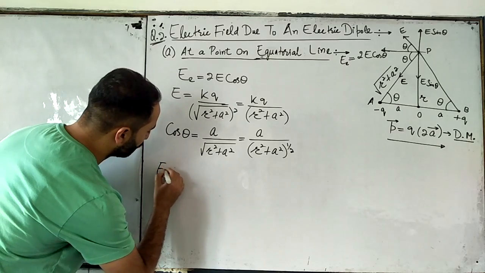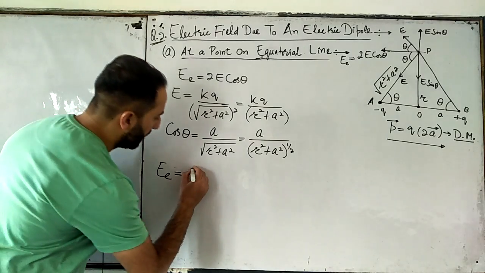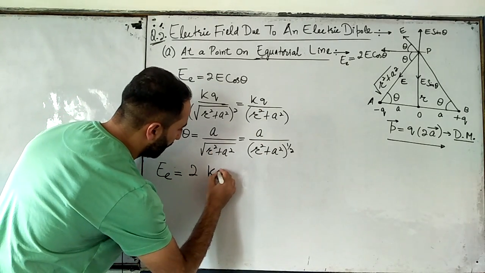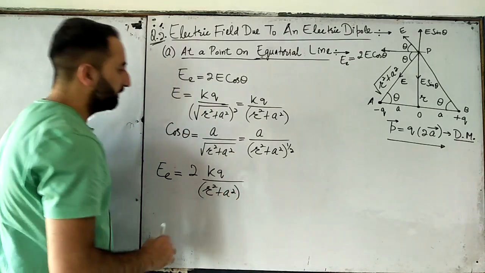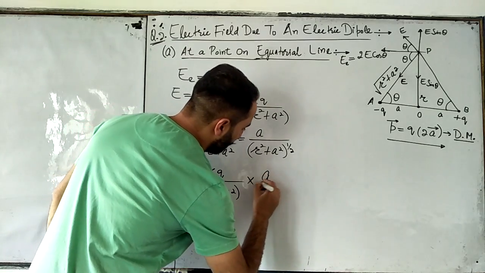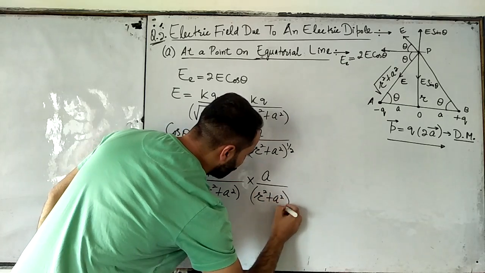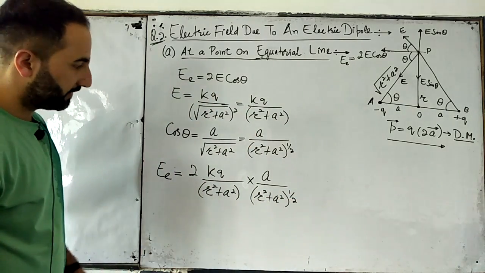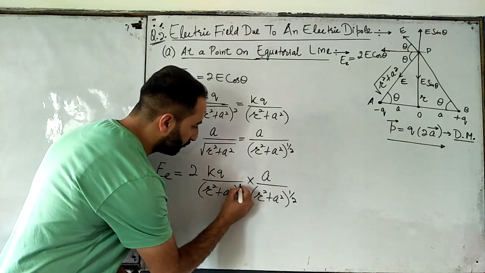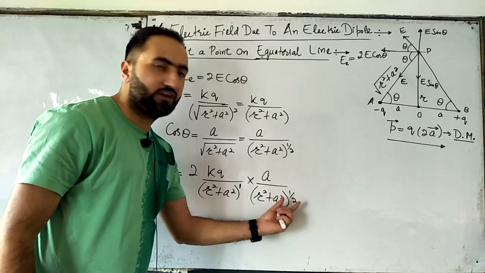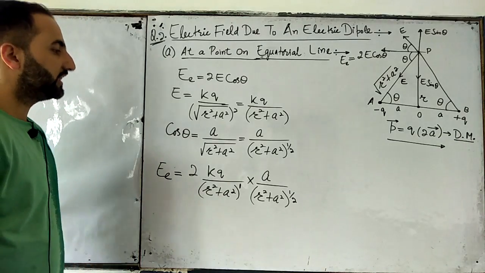So I write it like this: electrostatic field at the point P, or on the equatorial line, will be equal to 2 multiplied by all this, that's equal to KQ divided by r square plus a square, multiplied by, in place of cos theta, what do we write? a divided by r square plus a square raised to the power 1 by 2, isn't it? Now look here, r square plus a square raised to the power 1, I can write here it's raised to power 1. Then here it's r square plus a square raised to power 1 by 2. Bases are same, powers should be added. 1 plus 1 by 2 is equal to what? 3 by 2.